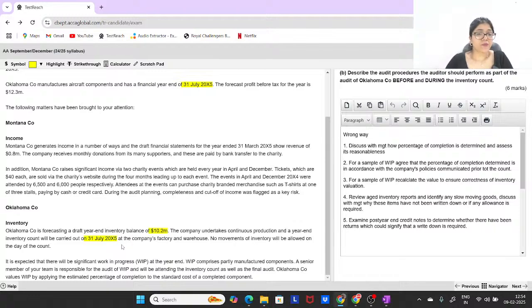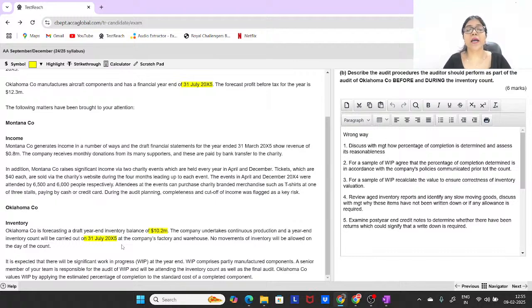Oklahoma company inventory. Oklahoma is forecasting a draft year-end inventory balance of $10.2 million. So this is the closing inventory balance that they are forecasting. The company undertakes continuous production and a year-end inventory count will be carried out on 31st July 2005.